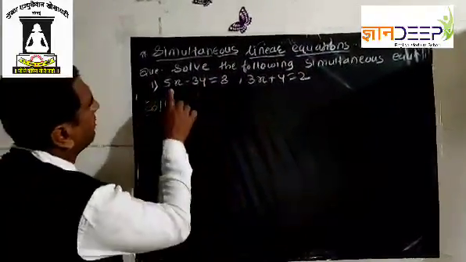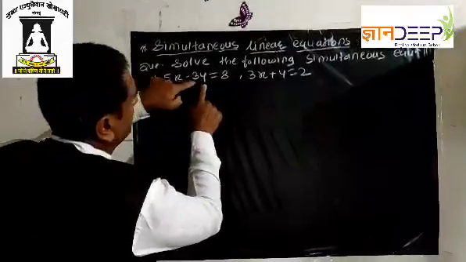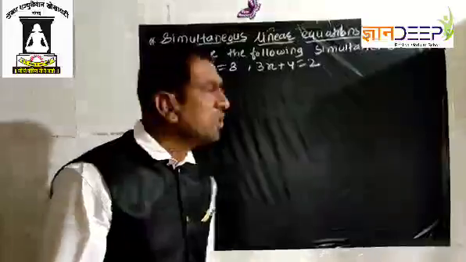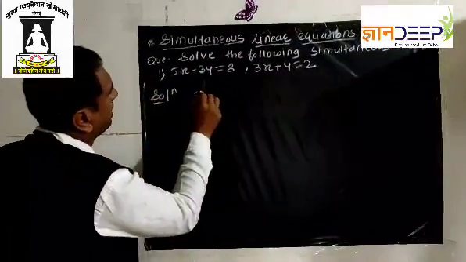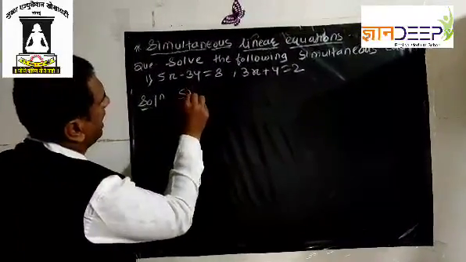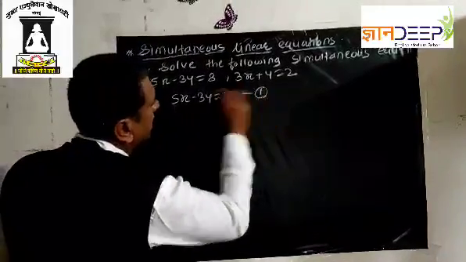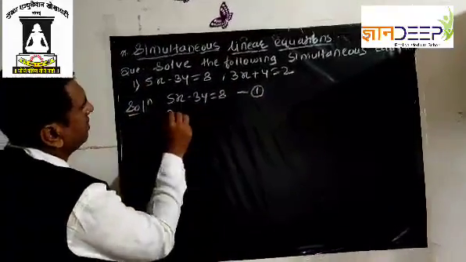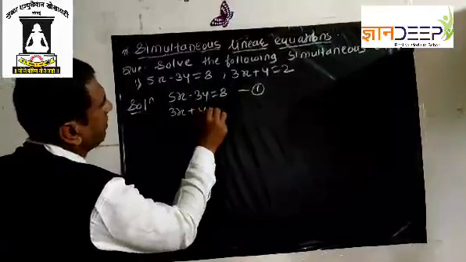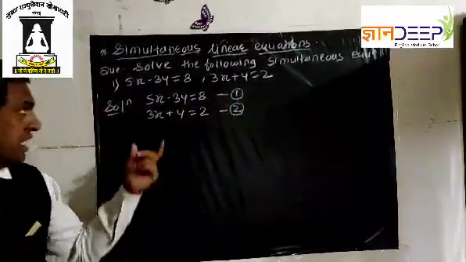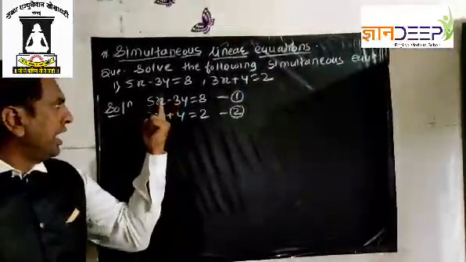Question: solve the following simultaneous equations. The equations are given. First equation is 5x minus 3y is equal to 8 and second equation is 3x plus y is equal to 2. So I will write again. 5x minus 3y is equal to 8, equation number 1. Then 3x plus y is equal to 2, equation number 2.